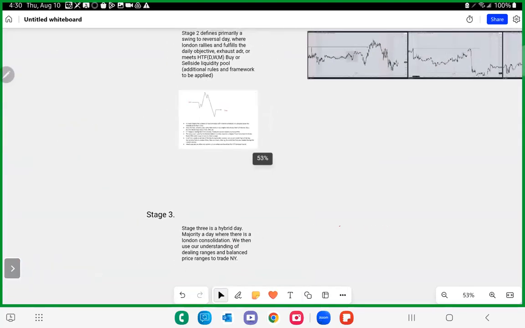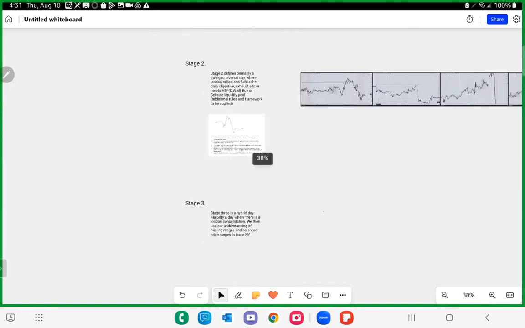So that is that. Then we have stage 3. Stage 3 is basically a hybrid type of day, where the profiles aren't as clear, and majority of the days there's a London consolidation, right? There's not a huge expansion in London. We then have to use our understanding of dealing ranges and balanced or efficiently traded price ranges to trade that New York session. So that is all I have for this session.